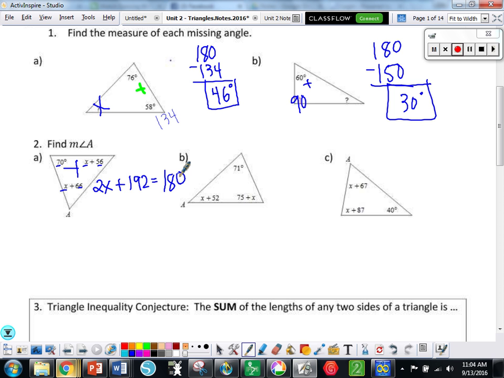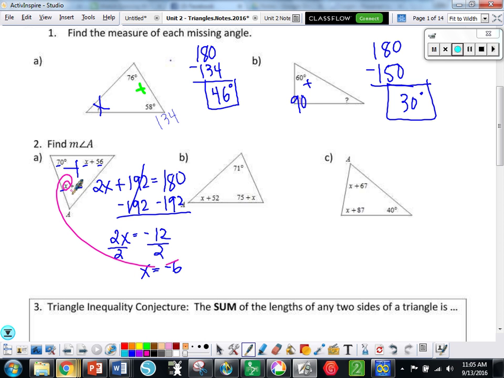Subtract 192. So 2x equals what? -12. Divide by 2. X equals -6. So that's not what the question's asking for, right? Again, you'll have two different kinds of questions when you're dealing, especially with geometry. Sometimes it says find x. So make sure you read what it's asking for. Sometimes it says find the measure of angle A. Well, in this case, A is there on the bottom. I take that -6 and plug it in right here.